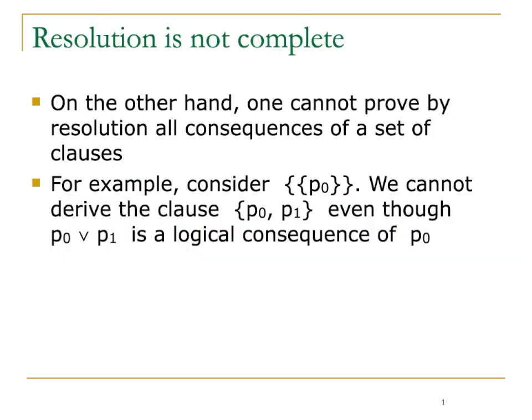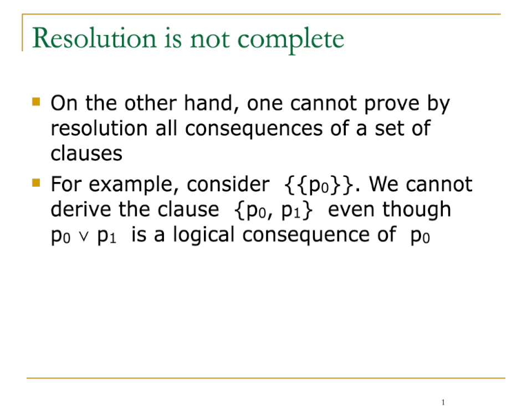Even though the method of proof by resolution is sound, it is not complete. This means that one cannot prove by resolution all consequences of a set of clauses. Let us consider a very simple example. We have only one assumption, which is the literal P0, and we cannot derive the clause {P0, P1} from the assumption P0, even though the formula P0 or P1 is a logical consequence of the formula P0.